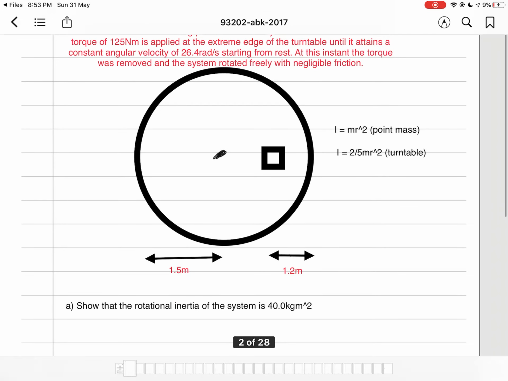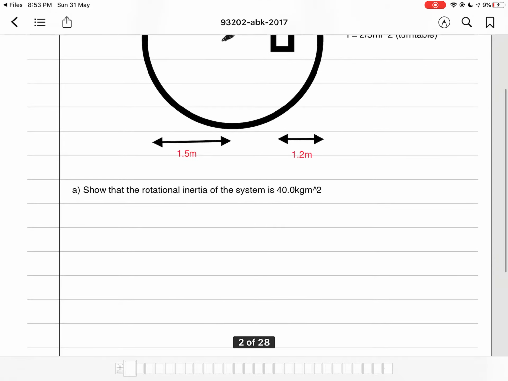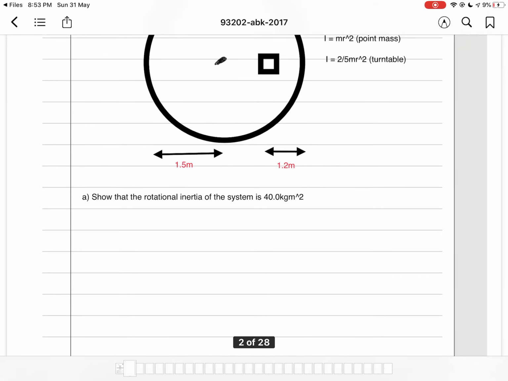We know that the inertia for our point mass is I equals mr squared, and we know that the rotational inertia for our turntable is 2 over 5 mr squared. So question A: show that the rotational inertia of the system is 40 kilogram meters squared.